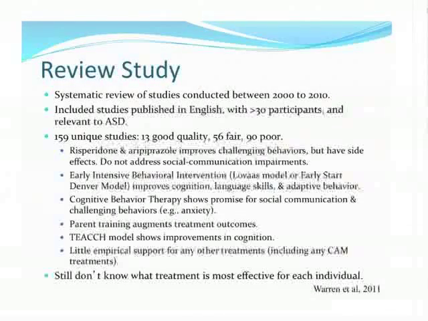So for example, the Start Denver model is a naturalistic model, it's a developmental model, it's behaviorally based, and it focuses on different areas like attention and affect. We're not exactly sure which specific component of all of that is actually the most effective piece. Similarly, we don't know which things modify the effectiveness. So say, for example, risperidone seems to be effective for many children. We don't know what modifies that.